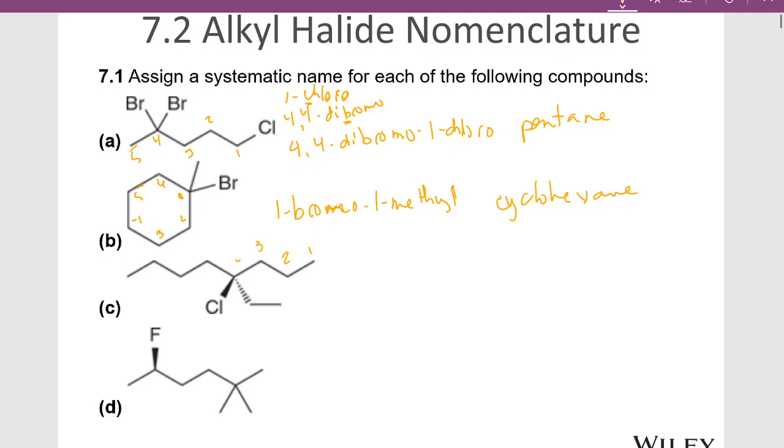1, 2, 3, 4, 5, 6, 7, 8 is a potential parent versus 1, 2, 3, 4, 5, 6, 7, 8. So it doesn't matter. Our substituents are both at the 4 position. Okay, and so that's going to be the parent of octane. So I've got 4-chloro, 4-ethyl. So that's 4-chloro, 4-ethyl, octane. And then we've got an R and S configuration we've got to calculate there.